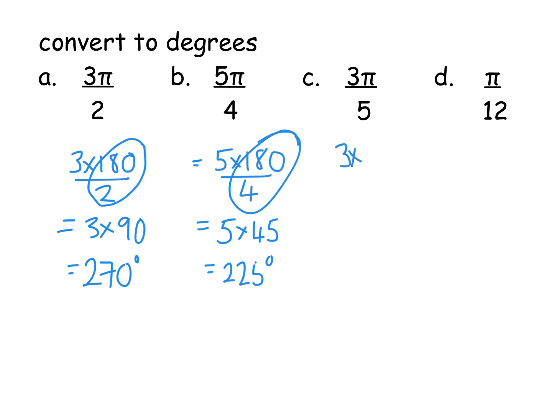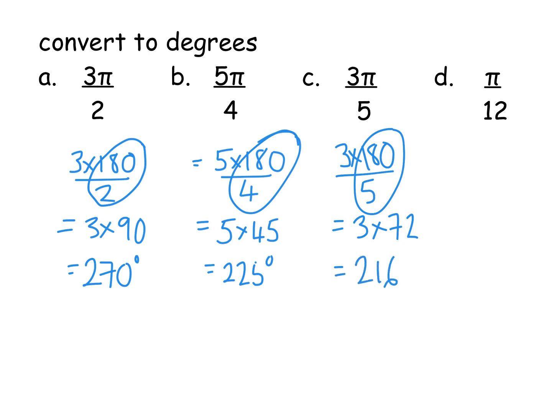Next one, 3 pi over 5, so 3 times 180 all over 5. So 180 divided by 5 is 72. So we're doing 3 times 72, which is 216. And my last one here is pi over 12. So that's 180 divided by 12. Now, you might be able to do it really easily. If not, let's do your 6 times table. 6 times table gives you 30 over 2, which is 15. You might also know really easily that 12 times 30 makes 360, so you can only get half of 30 if you're only going up to 180.